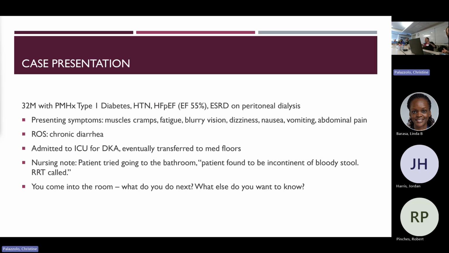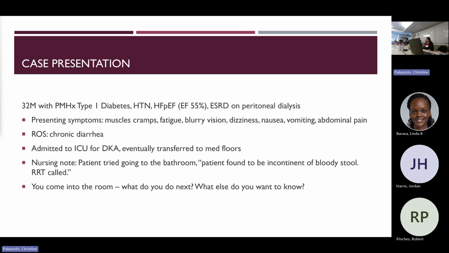So this will be case-based, one for each. We have a 32-year-old male, type 1 diabetes, hypertension, HFpEF, ESRD on peritoneal dialysis. Initially coming in for not really GI symptoms: muscle cramps, fatigue, blurry vision, dizziness, nausea, vomiting, abdominal pain. On review of systems, does have some chronic diarrhea. Admitted to the ICU basically for DKA, and he's eventually transferred to the medicine floors. As he is going to the bathroom on the medicine floors, he's feeling a little dizzy, lightheaded. The nurse note says, patient found to be incontinent of bloody stool, RRT called.